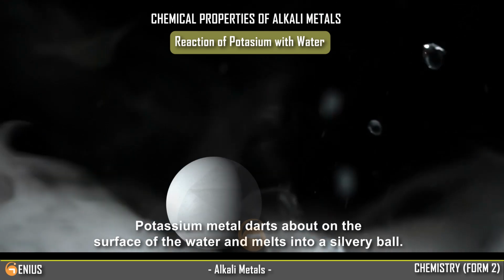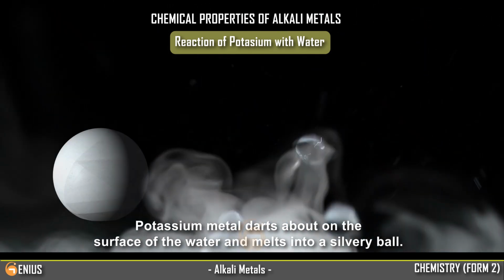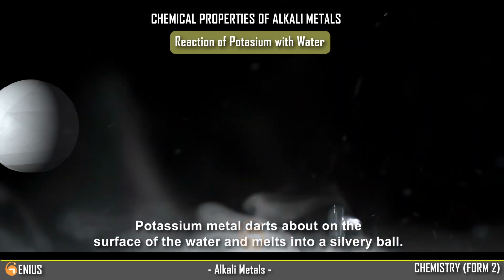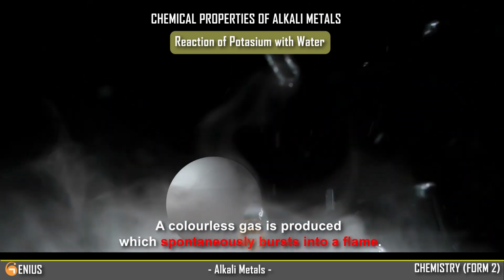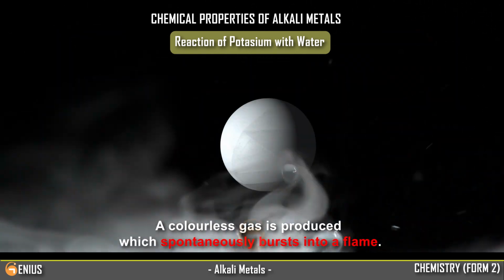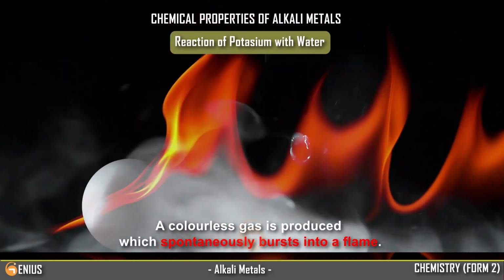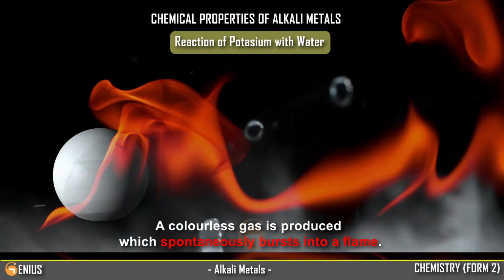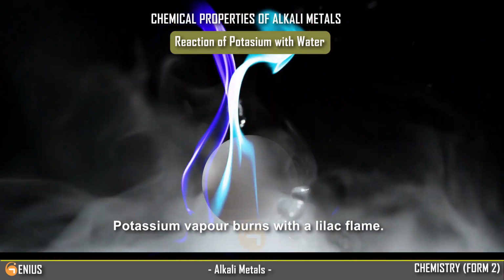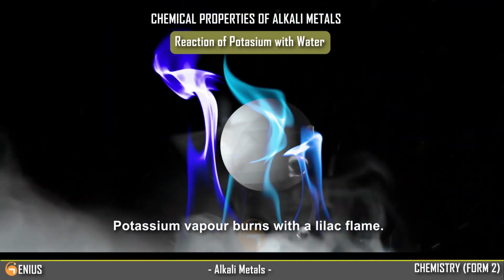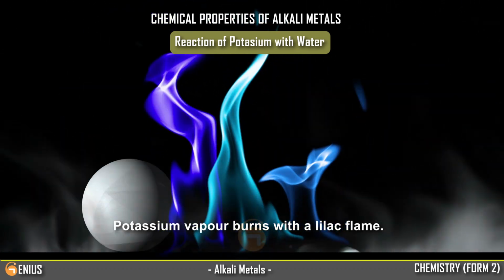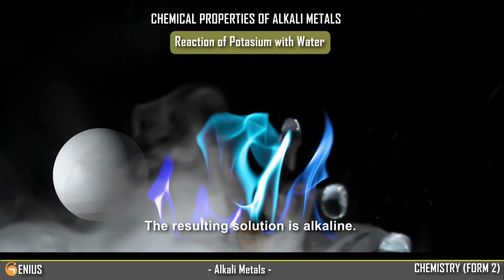Potassium metal darts about on the surface of the water and melts into a silvery ball. A colorless gas is produced which spontaneously bursts into a flame. Potassium vapor burns with a lilac flame. The resulting solution is alkaline.